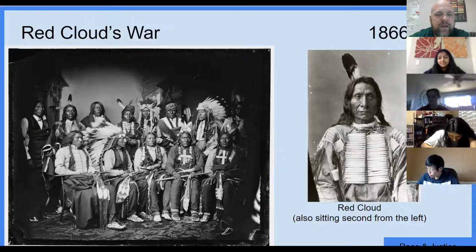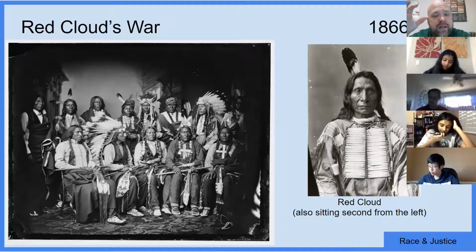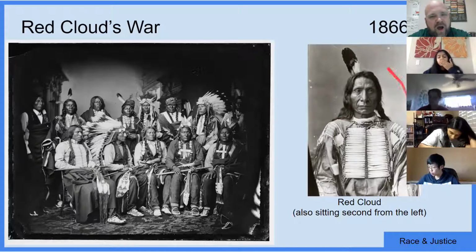Now, Red Cloud comes in 1866. He comes to Washington, D.C. He's the leader of the tribe, and he comes to say that the United States had signed a treaty with his people, giving him the land of the Dakotas, and now the United States was violating that treaty because the US Army was coming into his land, taking land, and fighting his people. And so he wants the US government to honor the treaty and back off, right?